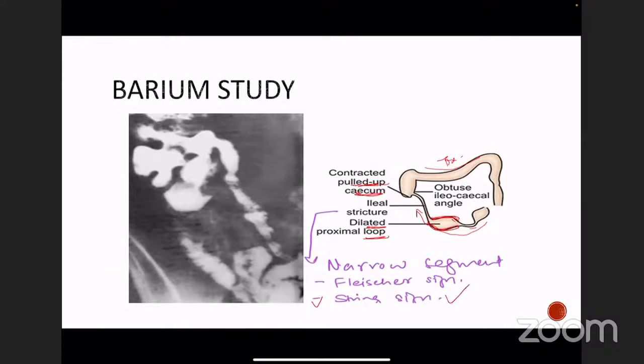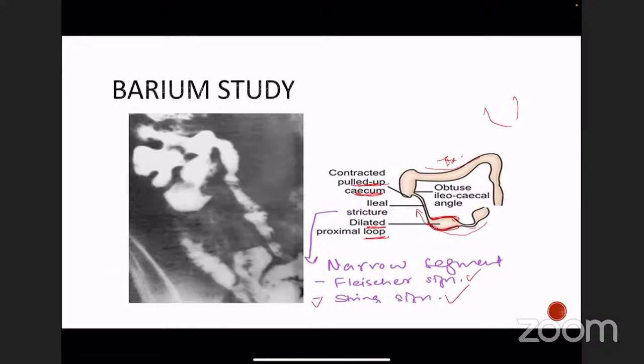With this string sign, with this thinned out barium layer, if the ileocecal valve is not visible properly and the cecum has also thinned out and become conical in shape, that is known as the fleischner sign. In this sign, what other thing is that hurrying up of contrast will be seen. So it is also known as the Stierlin sign.